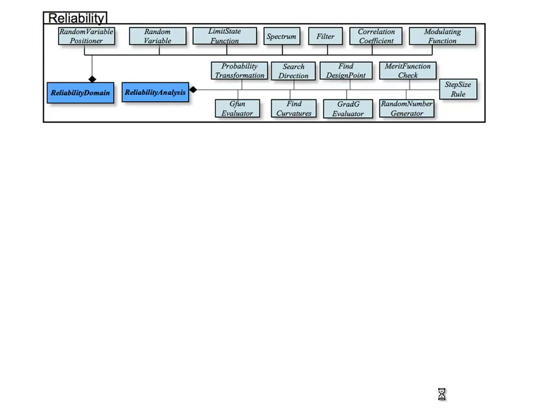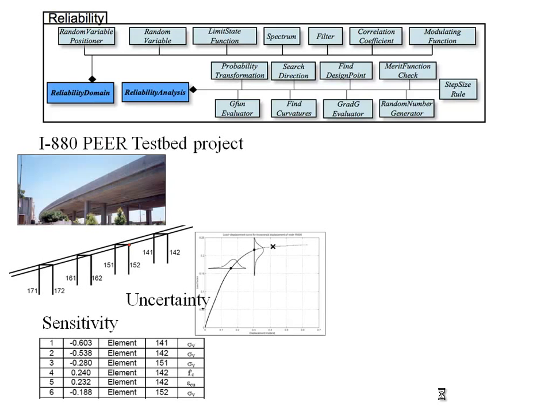So in OpenSees, we have this module for reliability analysis. Here's an example of the sort of stuff you can do. You can calculate the uncertainty. This was a PEER project where they calculated the uncertainty in the displacement and how sensitive the model was to certain input parameters.